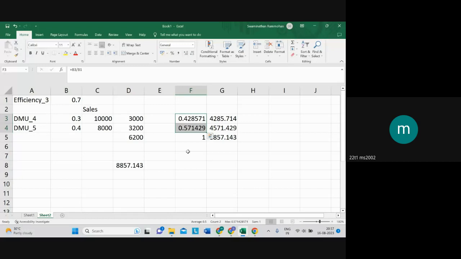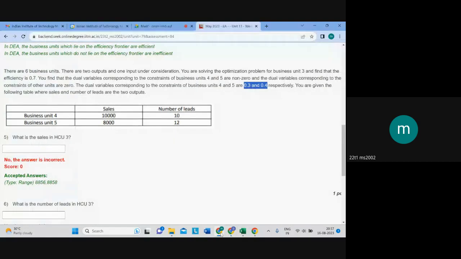Yes, but this is a special type of problem, right? You look at this problem, you are getting 2 outputs and 1 input. Generally, in the other scenario that was discussed in the lecture, where we have 2 inputs and 1 output, your shadow prices will eventually add up to 1. If it is adding up to 1, you don't have to normalize it. If it is not adding up to 1, divide it by the efficiency of the business unit that is of interest to us. Here it is business unit 3, and the efficiency is 0.7.